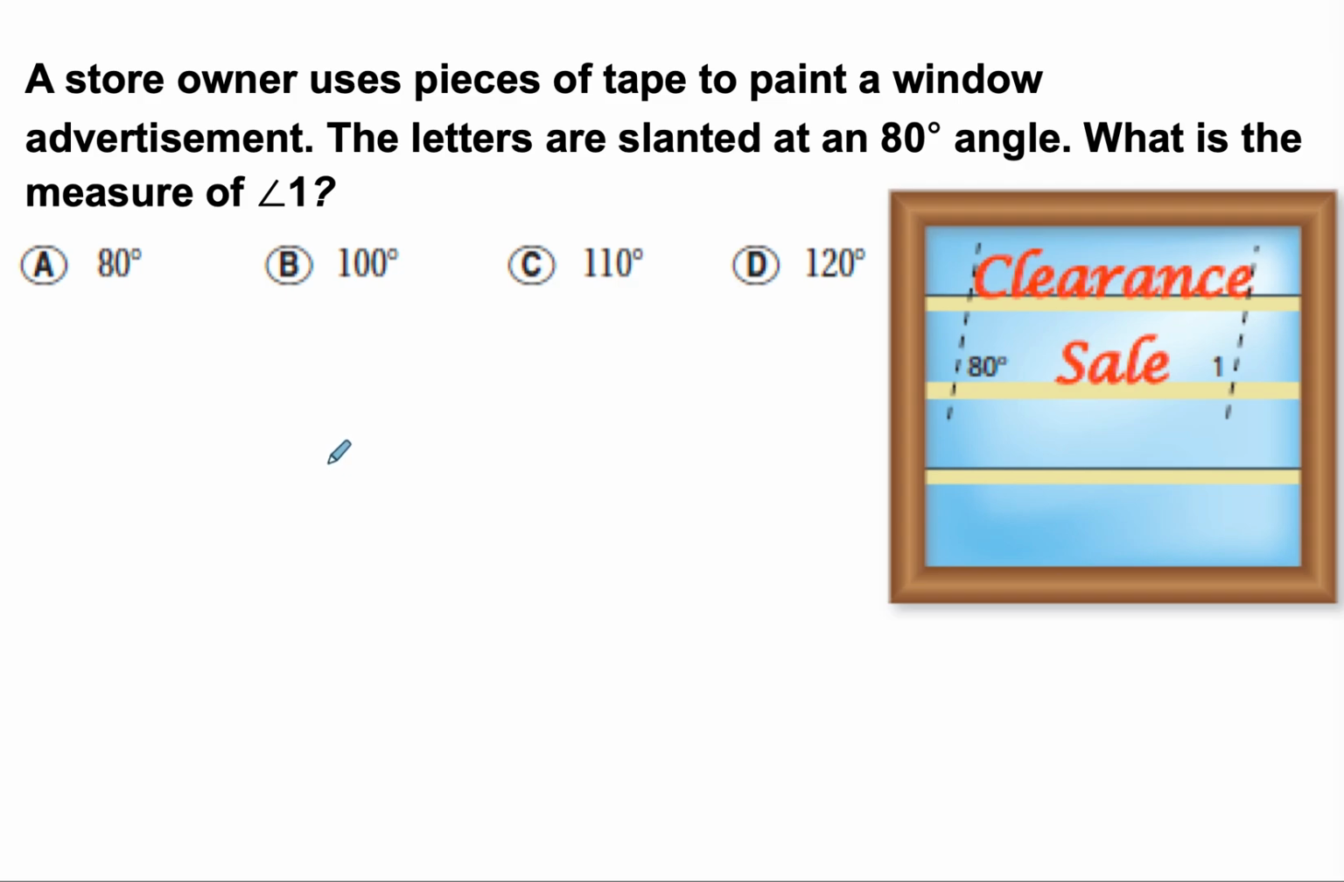A store owner uses pieces of tape to paste a window advertisement. The letters are slanted at an 80-degree angle. What is the measure of angle 1? So here's angle 1. Here's this one that's measured 80 degrees. We can look at this as being our transversal. And these two, so I'm just going to outline it here. These two are alternate interior or same side interior angles. Go ahead and pause the video and try this one.